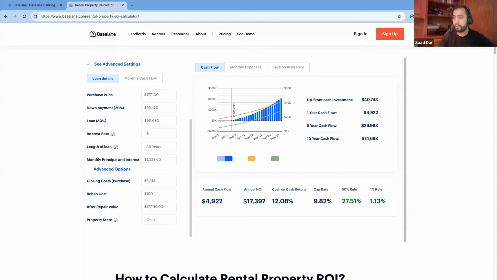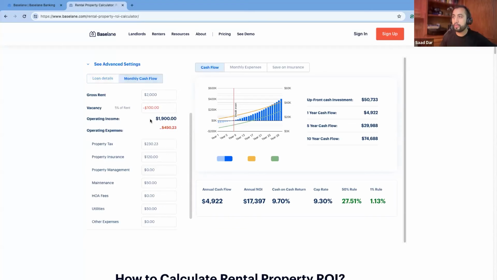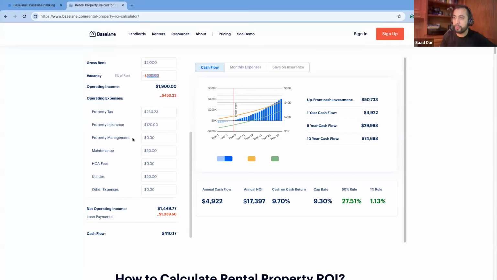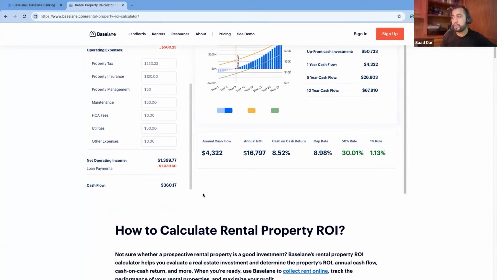Let's say you do have some rehab, and then you can do monthly cash flow, vacancy. This is the pro forma projecting. This is not the actual measurement of it. All the things we talk about: taxes, insurance, property management. Let's say you have something in here for that too. I'm just plugging some random numbers in, and so on. And it gives you a cash flow.